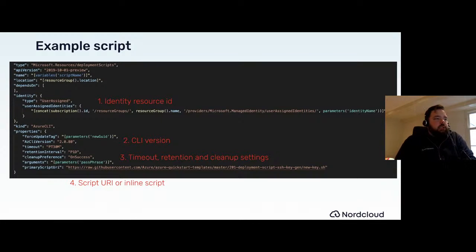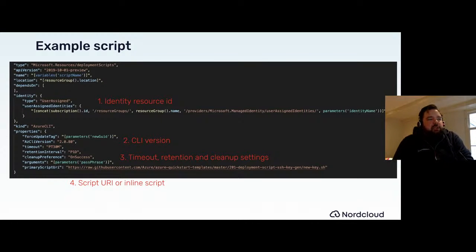As you can see, it's not that complex of a syntax. You have to define the user-assigned identity, the resource ID for that. You need to specify the kind. In this example, it's Azure CLI. You have to define the version of it, 2.0.80 in this case. Then you have the timeout, retention, and cleanup settings. So basically, if you have a long-running operation, well, you know how timeout works, so I don't need to tell you that.